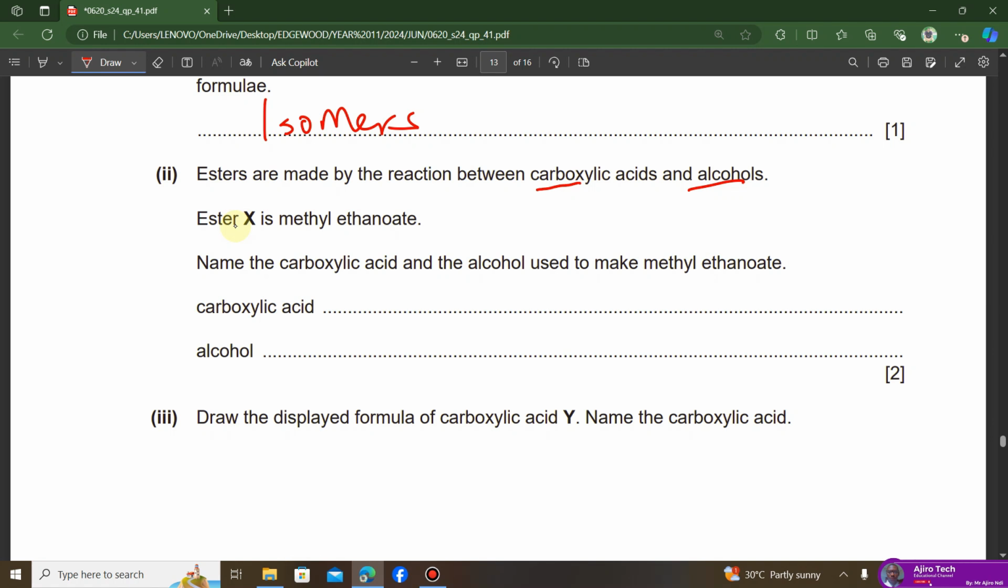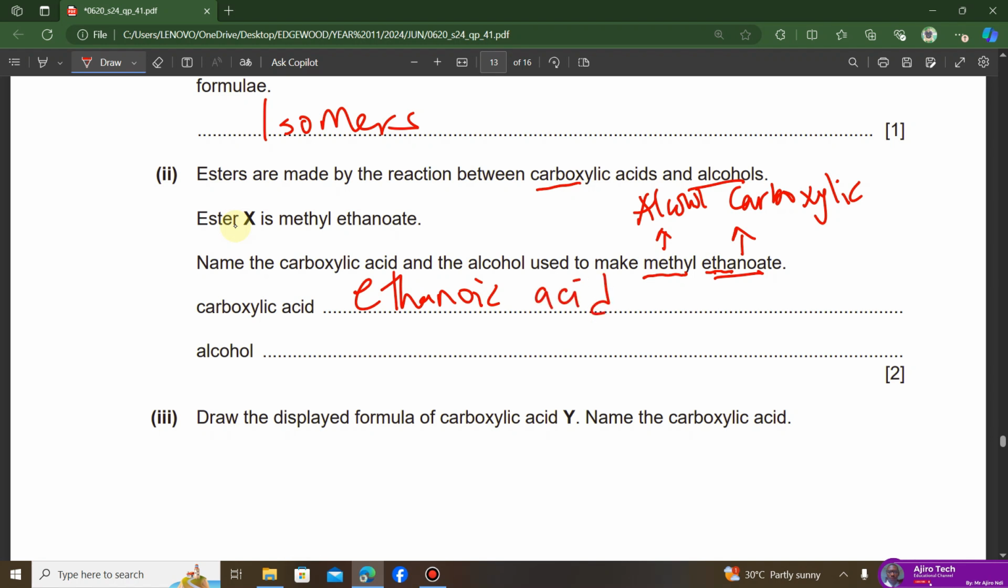So whenever you see an ester, the first thing you need to do is know that the first name here is the contribution of the alcohol, and the second name here is the contribution of the carboxylic acid. This is the first thing that you should do. So from here, we can extract the carboxylic acid. Since this is eth, it becomes ethanoic, and since this is meth, it becomes methanol. That is how to go about that question.